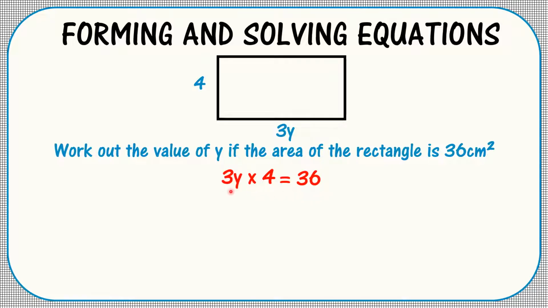You will tidy this up. 3y multiplied by 4 is equal to 12y, and this is equal to 36. The opposite of timesing by 12 is dividing by 12. Therefore, y is equal to 36 divided by 12. Therefore, y is equal to 3 centimeters.